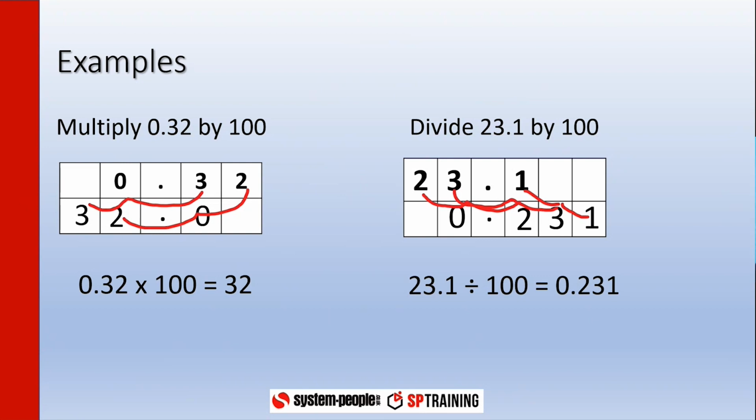So don't forget, if you're multiplying by 10, everything moves one place to the left. If you're multiplying by 100, it'll be 2 places, and 1,000, 3 places to the left. If you're dividing by 10, it'll be 1 place to the right, and dividing by 100, 2 places to the right, and by 1,000, 3 places to the right.